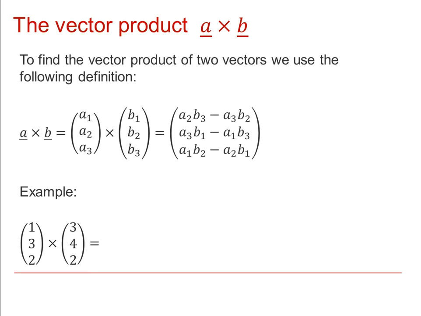If you look closely, the top line there is produced by the products of the second and third elements in the two vectors that you're multiplying together. So a2 b3 minus a3 b2. The second line is the product of the third and the first elements, a3 b1 minus a1 b3. So you can see how this formula is made up.